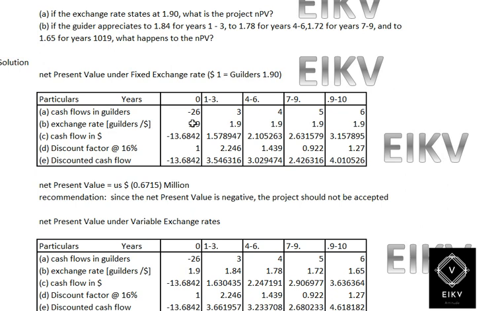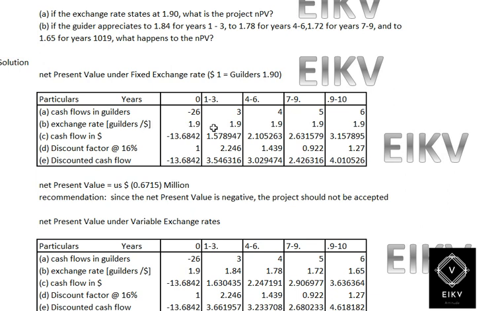I have made a table containing 6 columns, particulars and years. The years would be 0 at the beginning, then 1 to 3, 4 to 6, 7 to 9, and 9 to 10. The cash flow in guilders would be negative 26 at first. So first we need to invest 26 million, right? Then from the first year to the third year it would be 3 million, 4 to 6 it will be 4, 7 to 9 it would be 5, and 9 to 10 it will be 6.